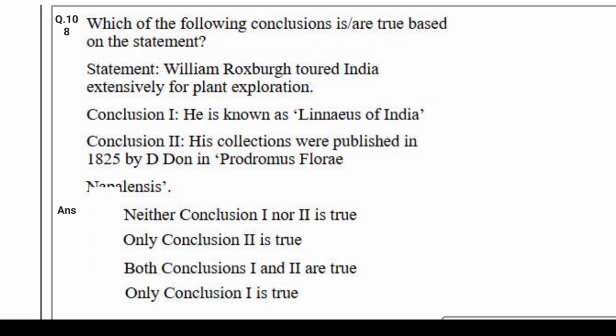Which of the following conclusions is true based on the statement? William Roxburgh toured India extensively for plant exploration. Conclusion 1: he is known as the Linnaeus of India. Conclusion 2: his collections were published in 1825 by D. Don in Prodromus Florae.